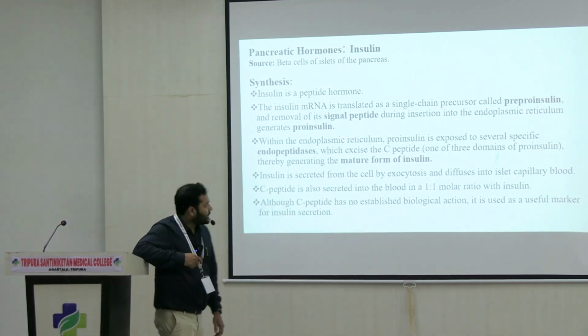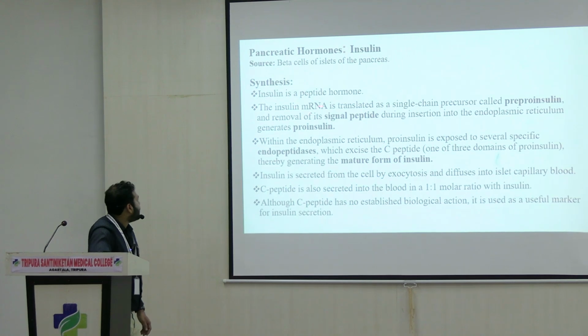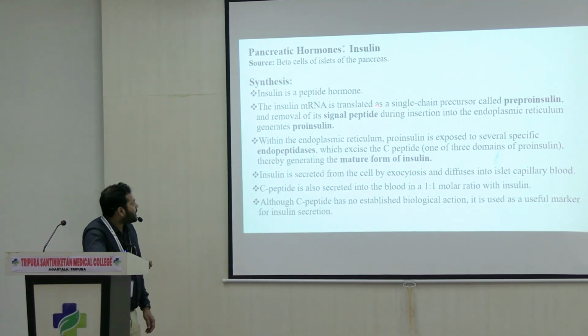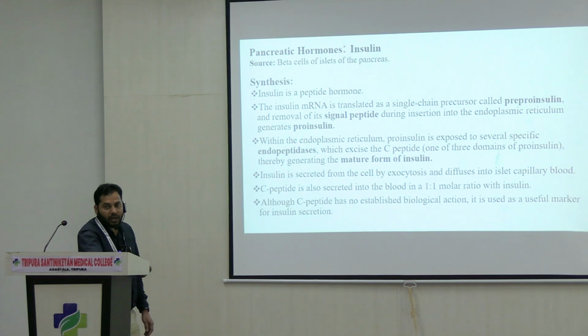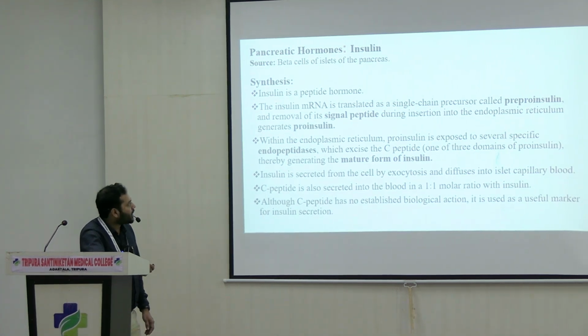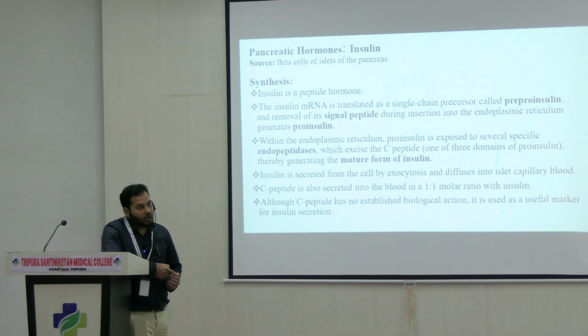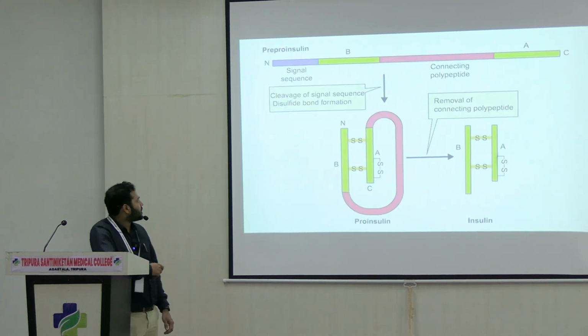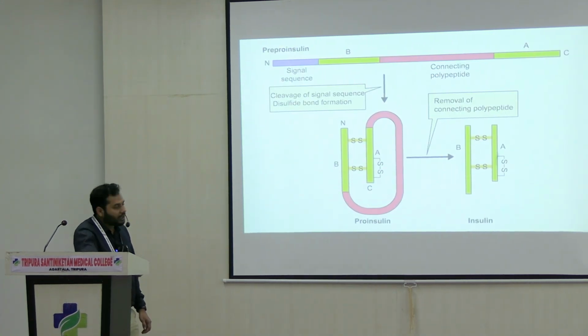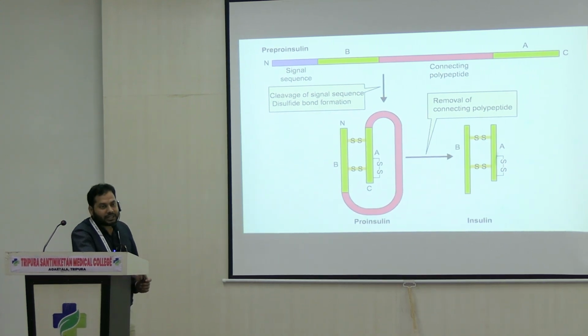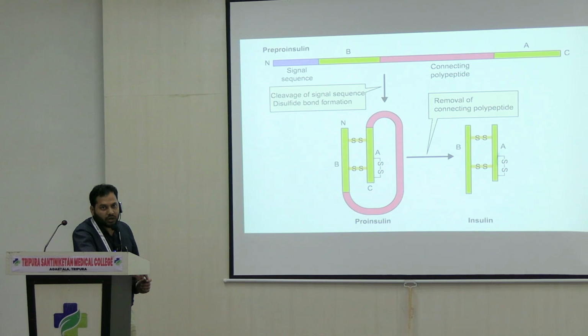If you see the features of insulin hormone synthesis, the insulin mRNA is translated as a single chain precursor, and that single chain precursor is the preproinsulin, right? What are the features of this preproinsulin? If you see the structure of preproinsulin, it is composed of different segments. Not all the segments of preproinsulin are functional. Some of the segments are functional, some are non-functional, right?